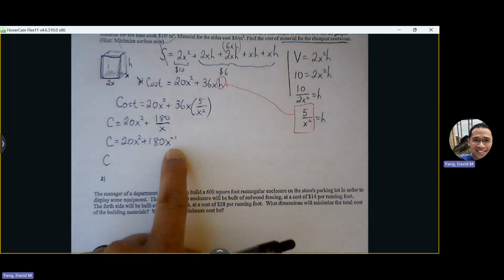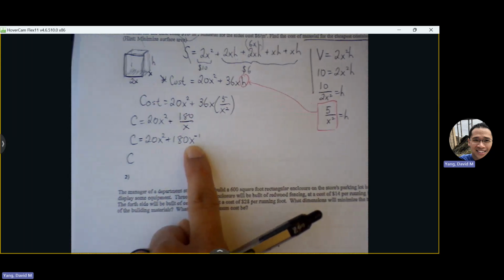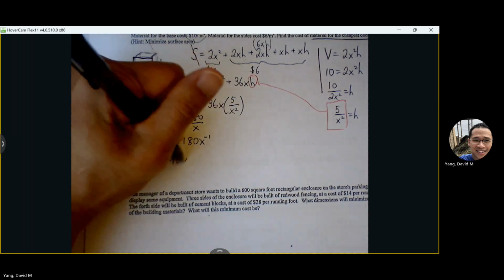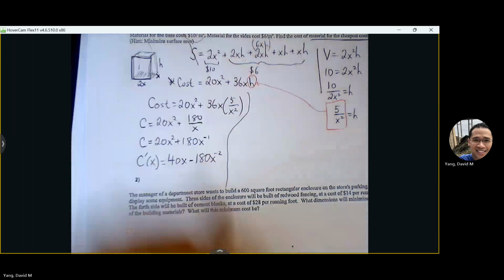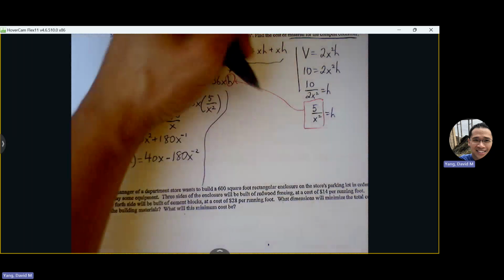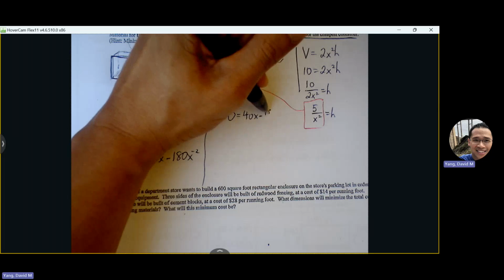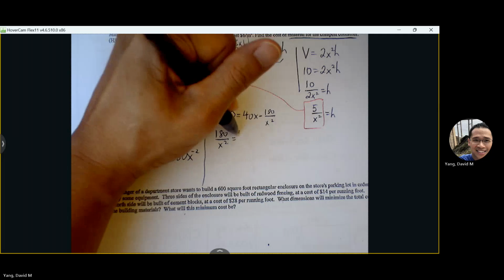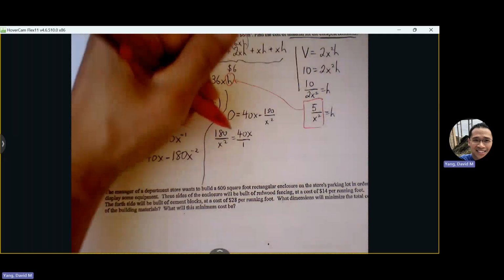Right, I do want to make sure that X is up at the top, so I don't have to go through quotient rule. I can just go through power rule once that X is up. Okay, set C prime equal to 0 and begin looking for your critical point. I put that over 1, I can cross multiply.